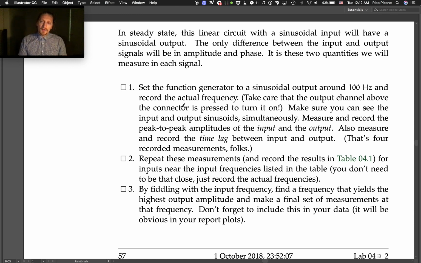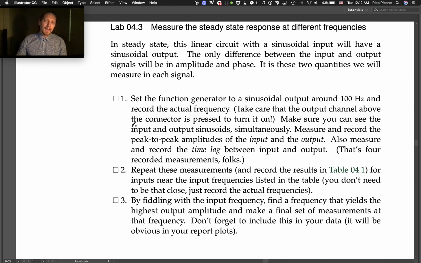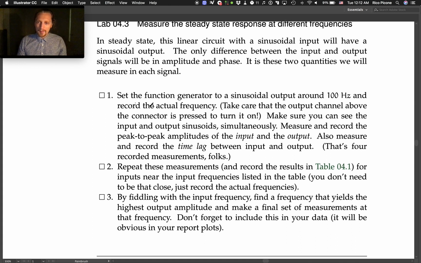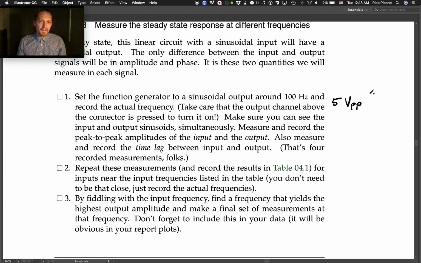So set the function generator to a sinusoidal output of 100 hertz. It actually doesn't matter what the amplitude is, but I'm going to say a nominal, say like 5 volts peak to peak. It's a pretty good nominal value. It's sort of in the middle of the road. If you get too small, your accuracy is not that great for what the voltage is that it's putting out. And if you get too big, then you're going to saturate your oscilloscope. So don't want to do that.